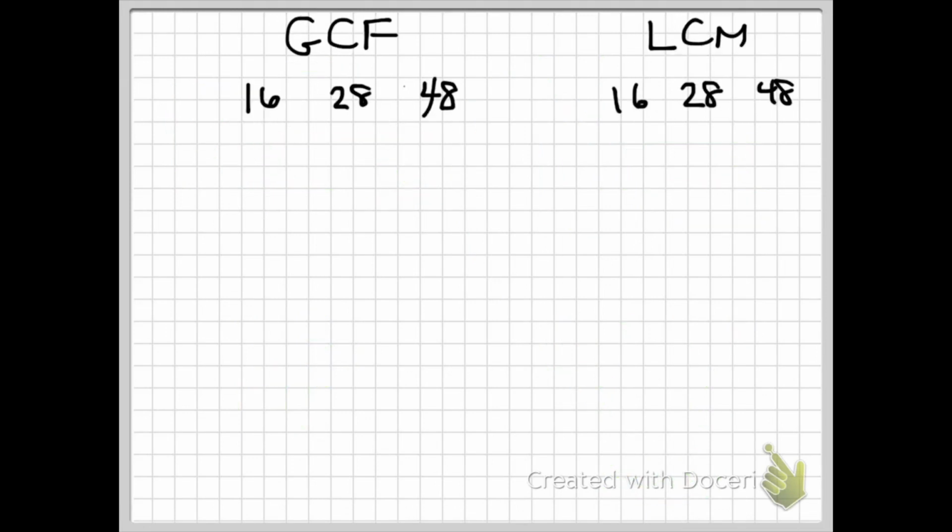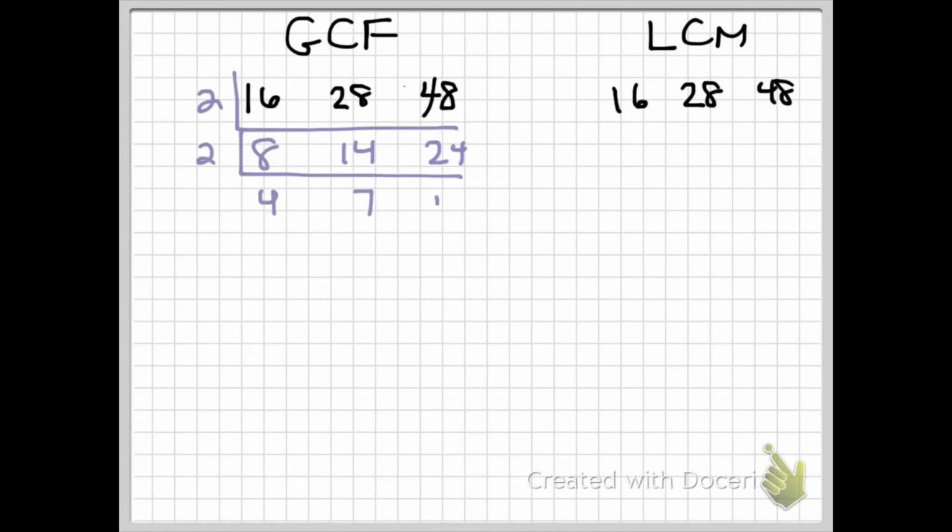Well, let's see how this works with 3 numbers in a set. So we're going to take the same approach. All even numbers, let's start with 2. It's like saying you're taking half of each of these. Right? Even numbers again, we'll do 2 again. 4, 7, 12. Now, here's the issue.